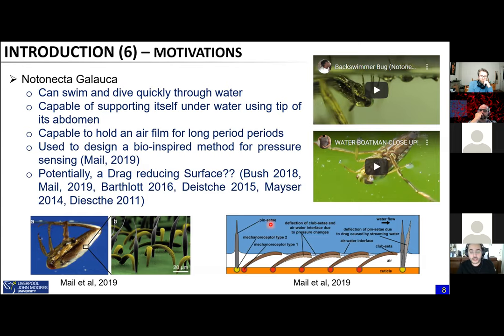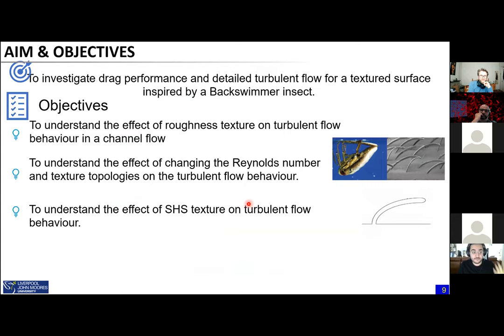So the aim of this objective is to investigate the effect of a novel implementation of a textured surface inspired by the backswimmer through the following objectives. First one is to understand the effect of the backswimmer roughness texture on turbulent flow behavior in channel flow. Then to understand the effect of changing Reynolds number and texture topology on the turbulent flow behavior. And finally, to understand the effect of a super hydrophobic texture implementation on the turbulent flow behavior, where the viscosity is different above and below the roughness crest.